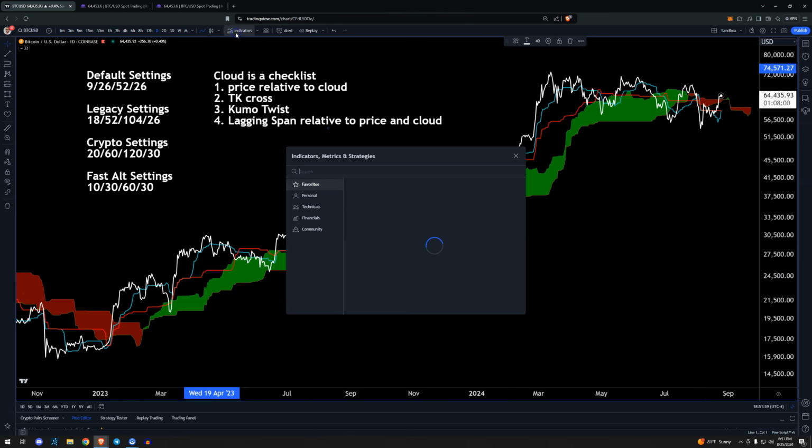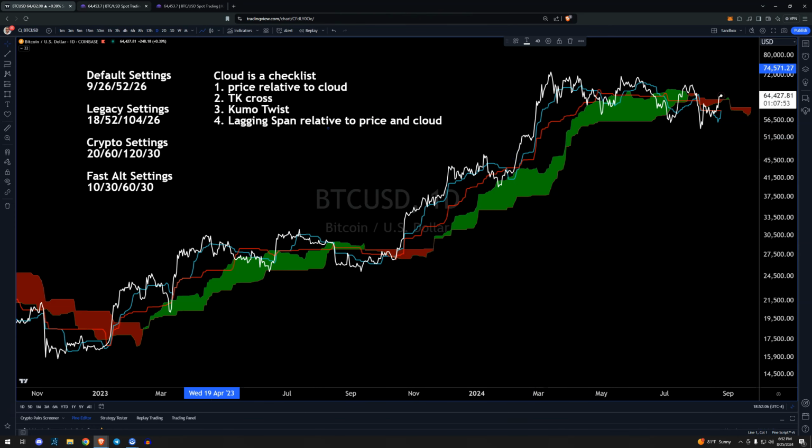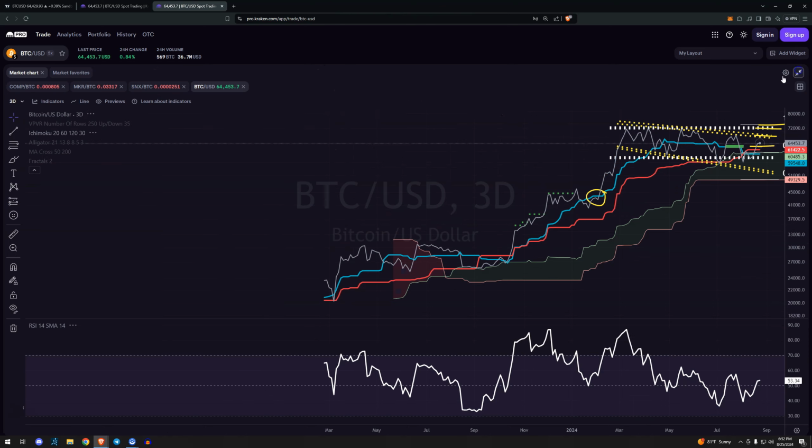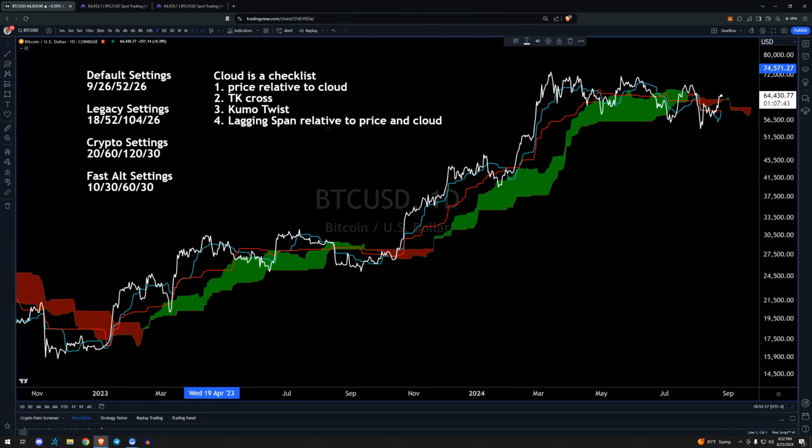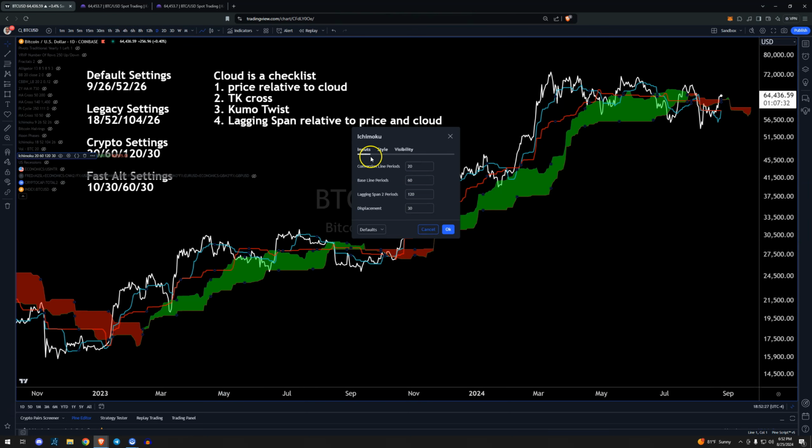First is obviously how do we put it on the chart? Go to indicators, type in cloud. It should be the only thing that pops up there on TradingView. On Kraken Pro, you can also find it the same way, indicators, cloud, and it should be the first thing that pops up there. Next thing you want to do is change the settings of the cloud in the cog there under inputs.